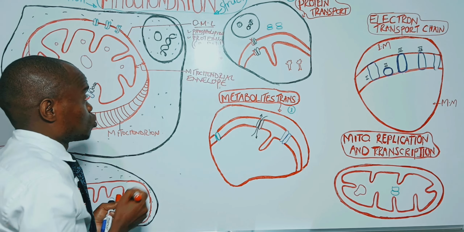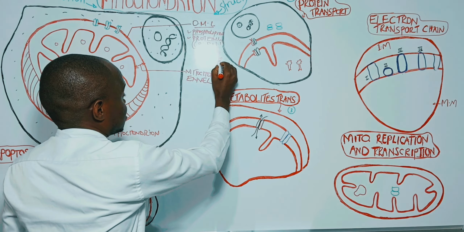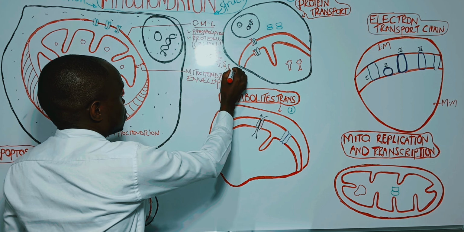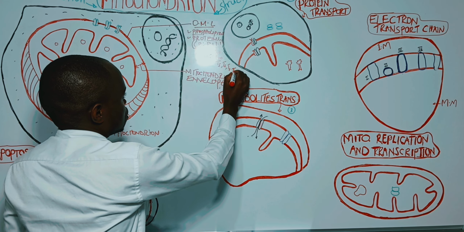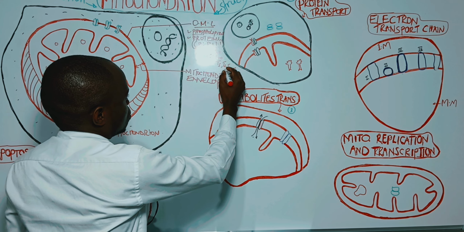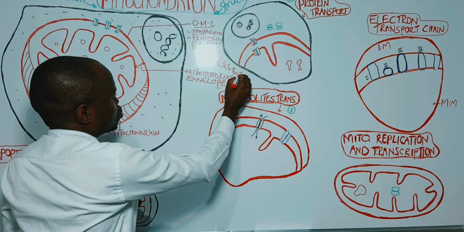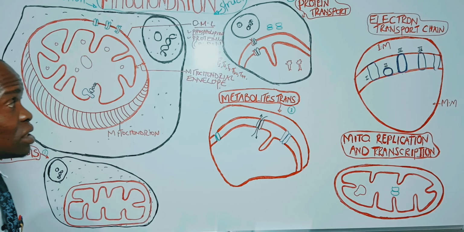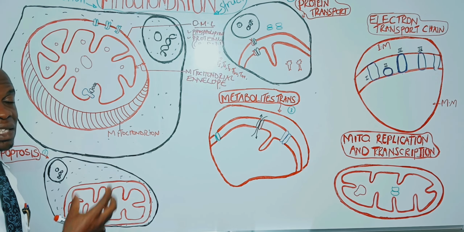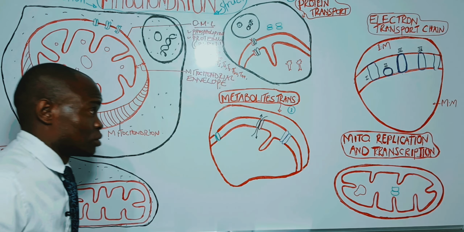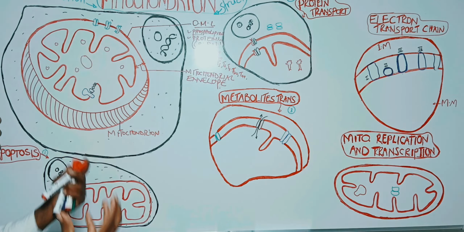Then we have the TOM 5, the TOM 6, the TOM 7, the TOM 22, and also the TOM 44. These ones work as transporters. They translocate the materials passed through them. They are complex structures. We shall not go into details of how they work.